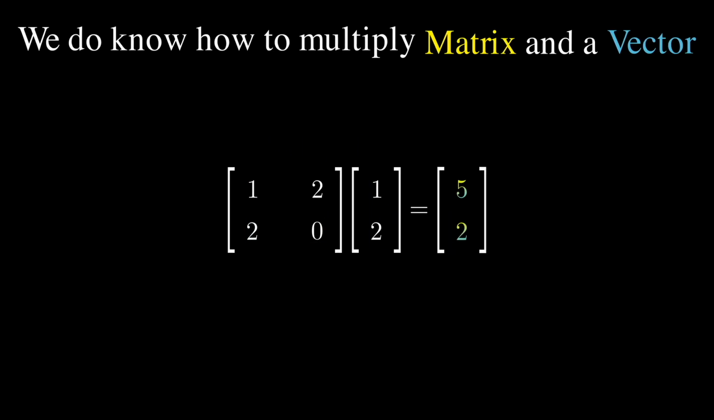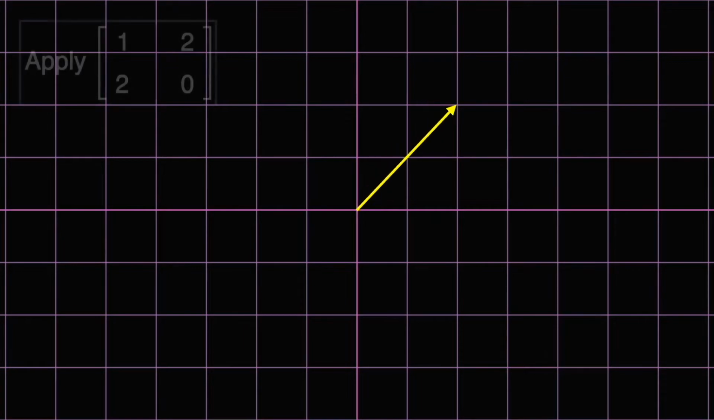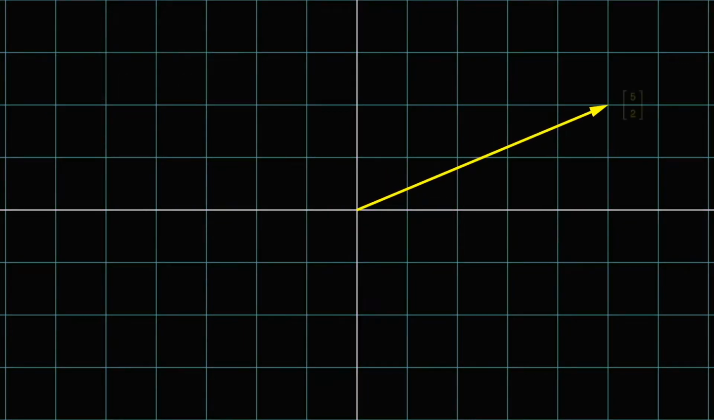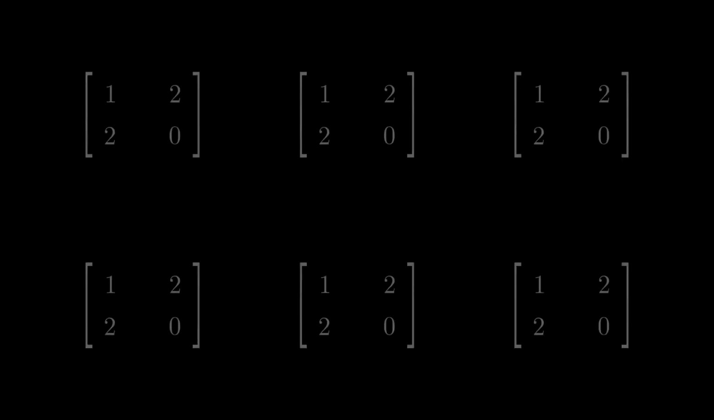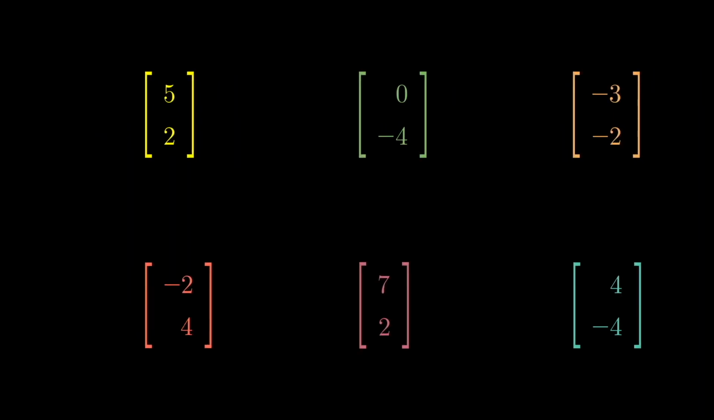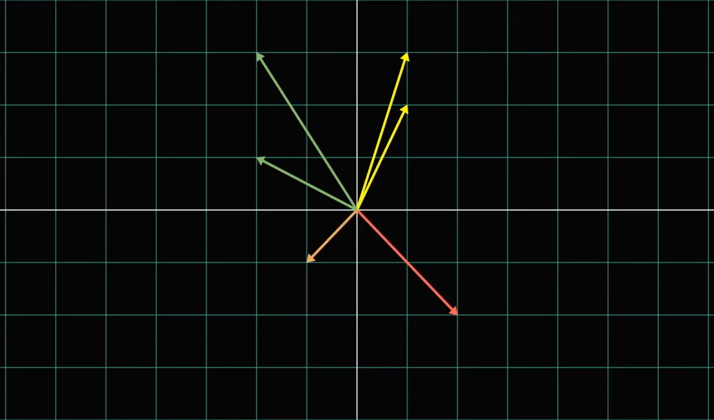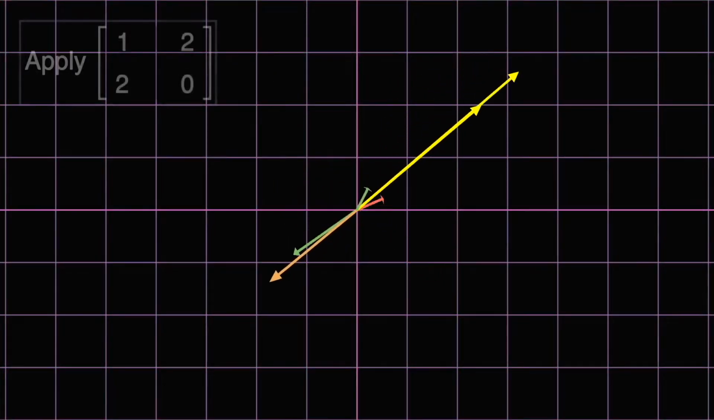And it turns out there is actually a natural way to visualize this. Firstly, we represent a vector as a physical arrow sitting in a two-dimensional space. And as the vector gets multiplied by the matrix, the tip of the arrow moves from the coordinate 1, 2 to the coordinate 5, 2. So that was a visualization for one vector. How about we try to do this with more vectors? Once again, we can represent the vectors as 6 physical arrows and observe their movements as they get multiplied by the matrix.